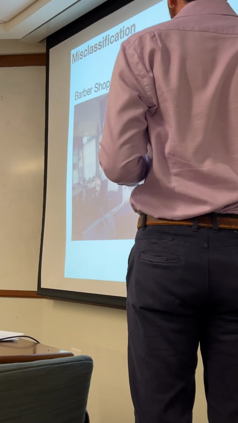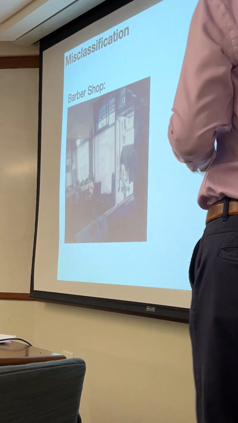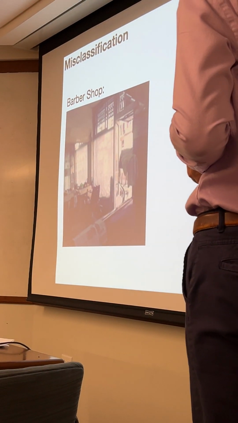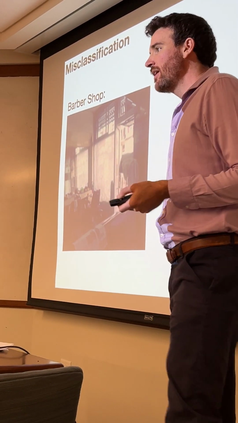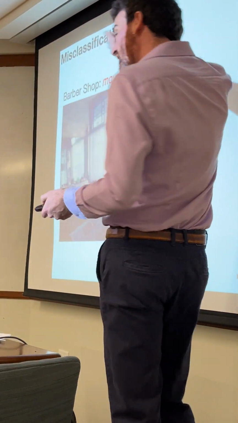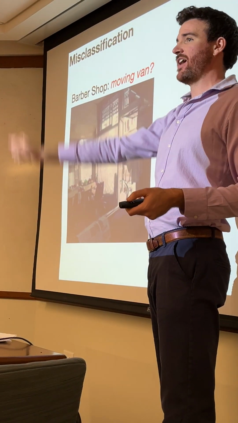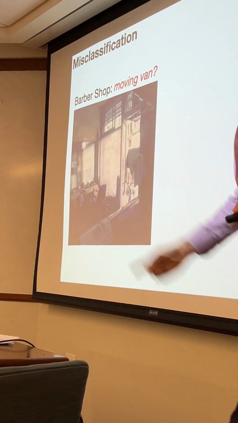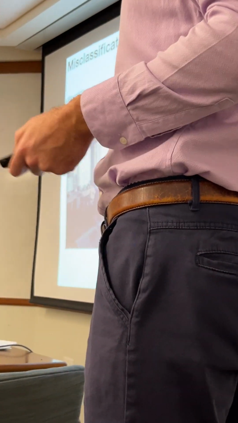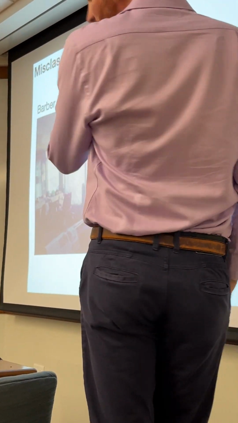Okay, so one application that we thought was pretty nice with this is that sometimes models will misclassify things. For example, this is a barber shop, and the model says, what do you think this is? And the neuron at the end corresponding to moving van fires the most. It's like, this is a moving van. Do you guys see that? Is that obvious? Maybe not obvious. Maybe some people don't already see it.